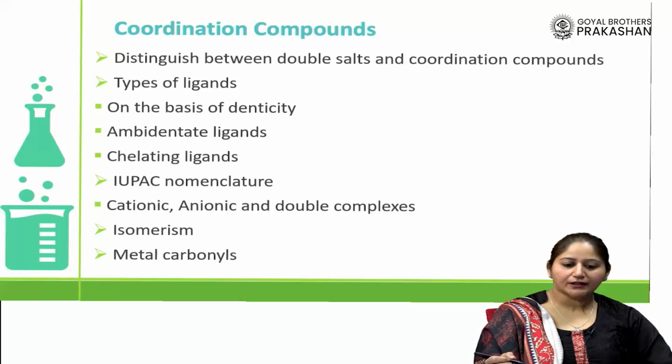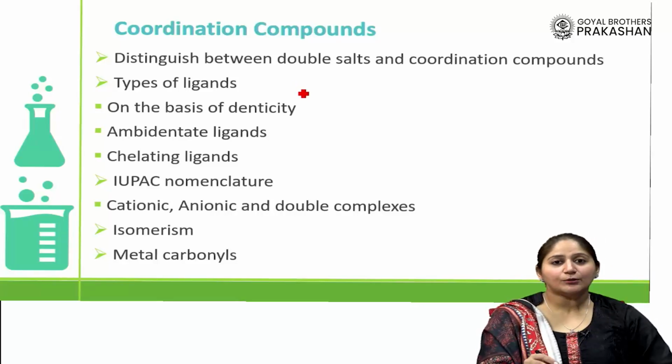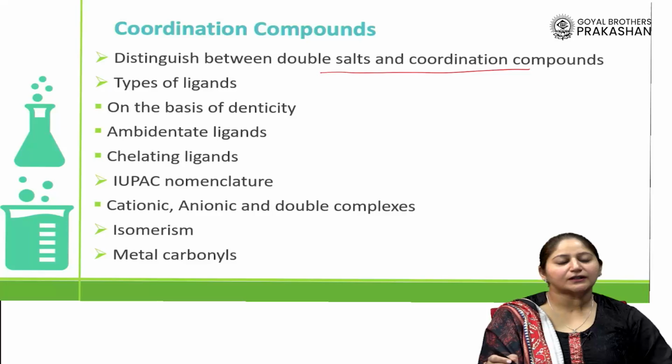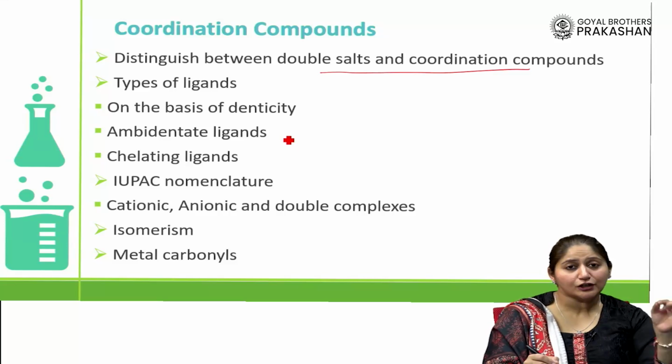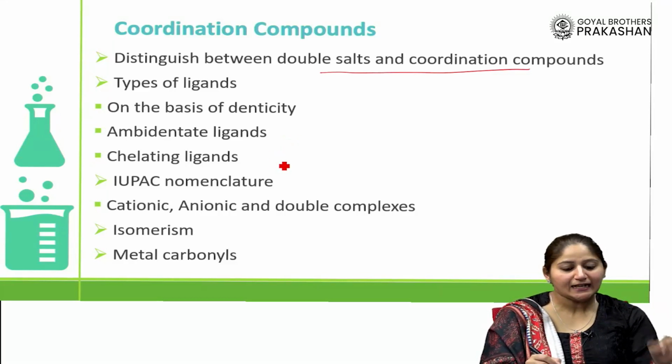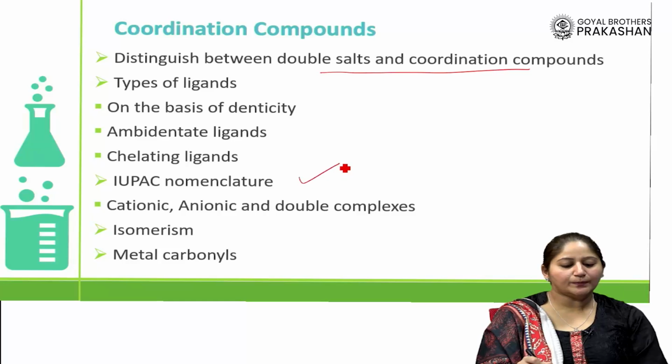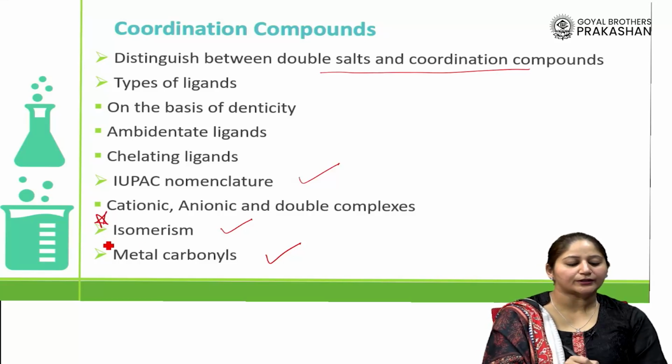Then from coordination compounds, distinguish between double salt and coordination compounds. Werner's theory is very important. Types of ligands, and the definitions of ambidentate and chelating ligands are very important. IUPAC names, then isomerism and metal carbonyls. These 2 topics are super important.